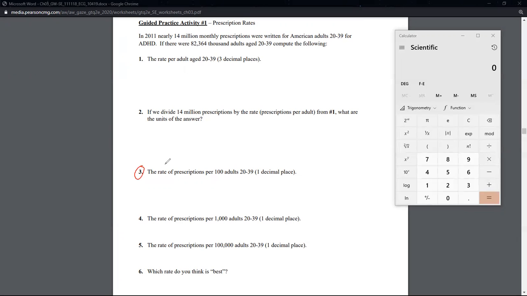Okay, so the rate of prescriptions, which was the 14 million, are X's per, why am I writing it above? The rate of prescriptions, that is not just the 14 million. The rate means there's 2 things. So it's comparing prescriptions to people. So it's 14 million prescriptions per 82,364,000. And I'm just going to write that number with all the zeros and everything.